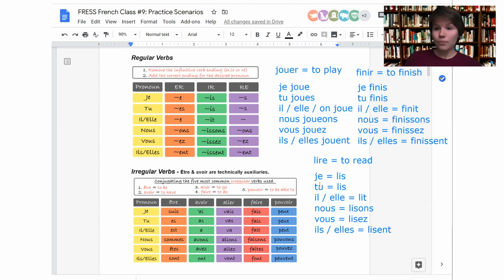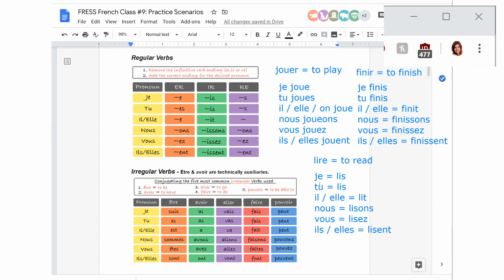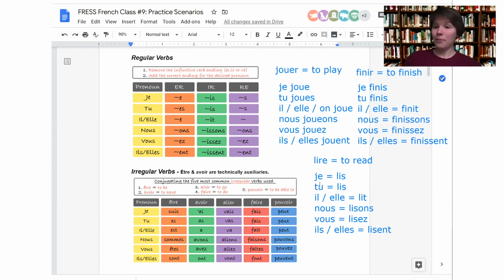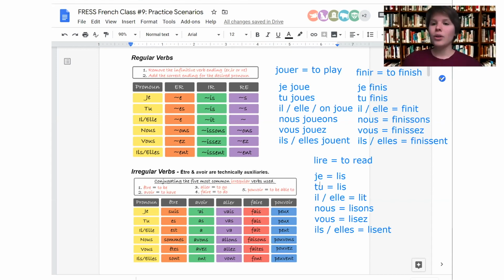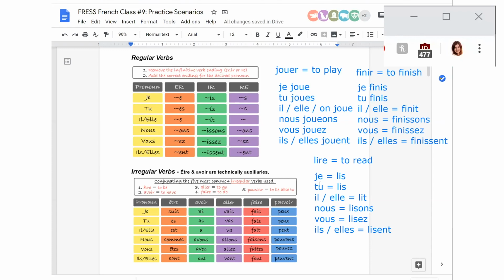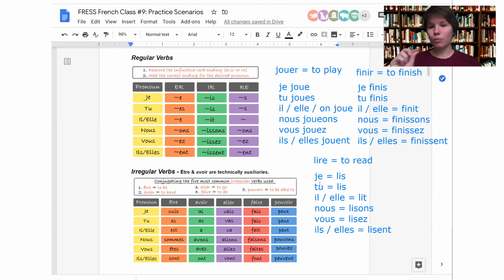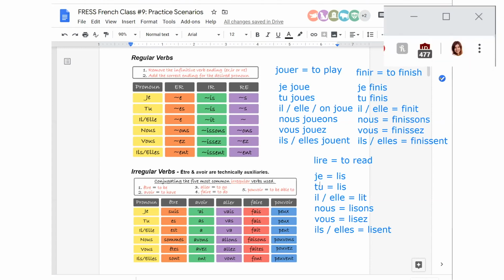Anyone else want to have a go? I'll have a go at pouvoir, because I haven't seen that one before. Je peux, tu peux. I can't make that sound. Have you heard someone say on peut? It's that little peu. Je peux, tu peux, il, elle peut, etc.